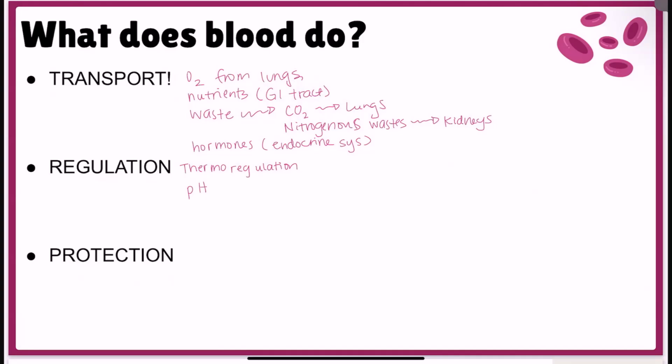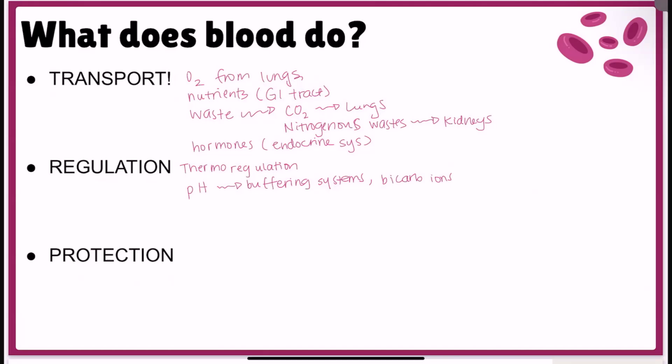And so with the blood, we have a lot of buffering systems. And what I mean by buffering systems is that we kind of make sure that we're regulating out that pH. And we'll talk about buffering systems a little bit later in the semester. With pH, the blood also has a ton of bicarbonate ions, so that we can balance out some of those really acidic products in the blood.